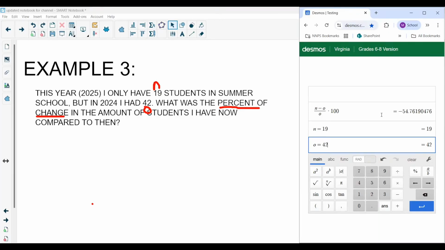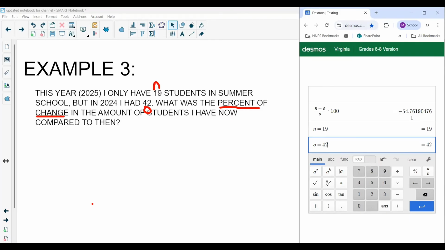So think about it. Is this a percent increase or a percent decrease? Look at your answer. It's negative. So the answer will be 54 point, that rounds to 0.8, 54.8% decrease.